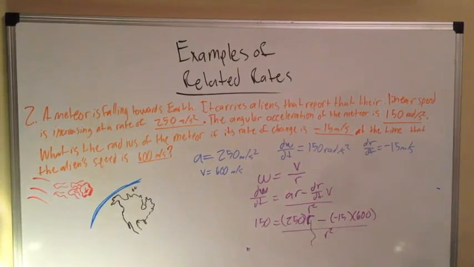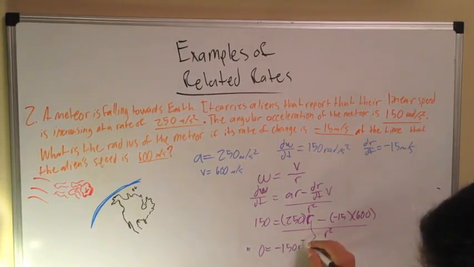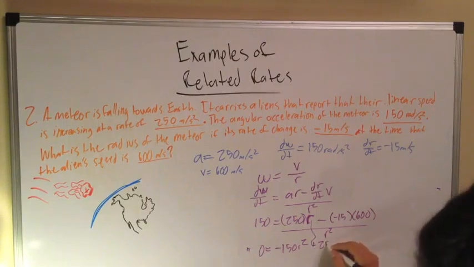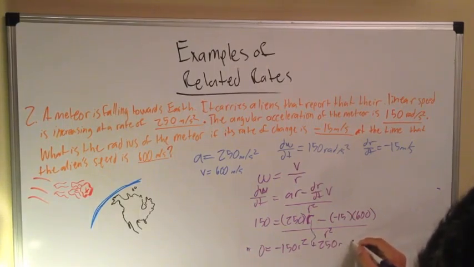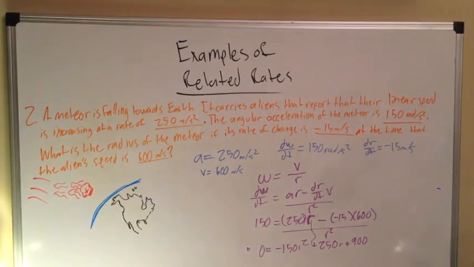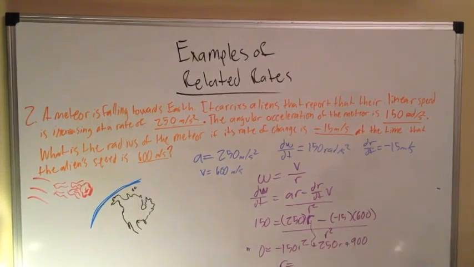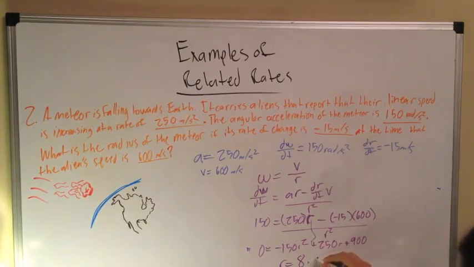So simplifying this, we get a quadratic equation: negative 150 r squared plus 250 r plus 9,000 equals 0. So factoring this and solving for the radius gives that the radius at that particular instant equals 8.624 meters.